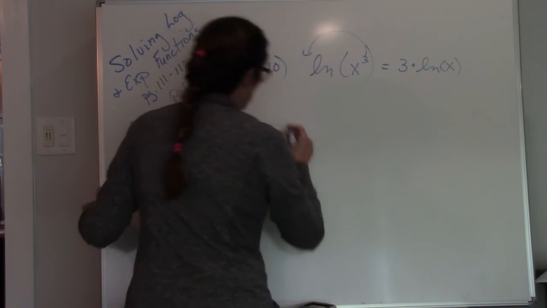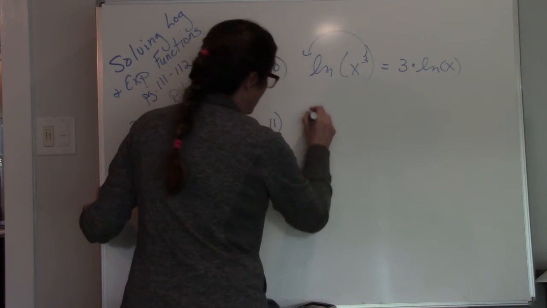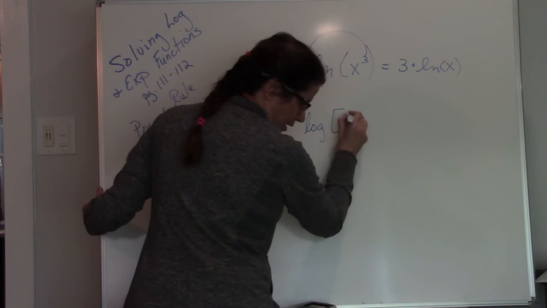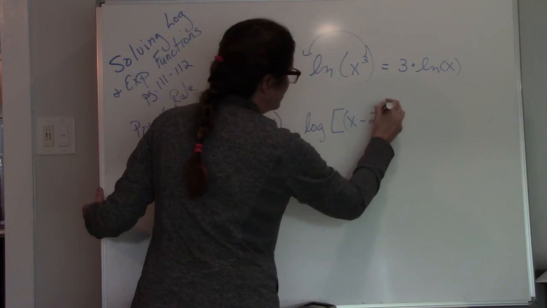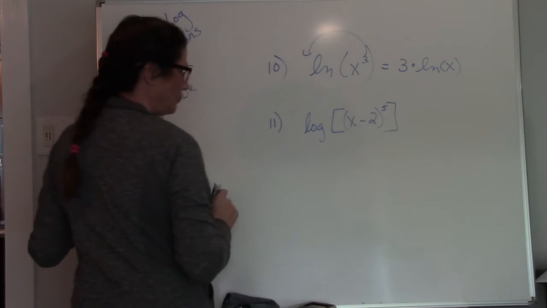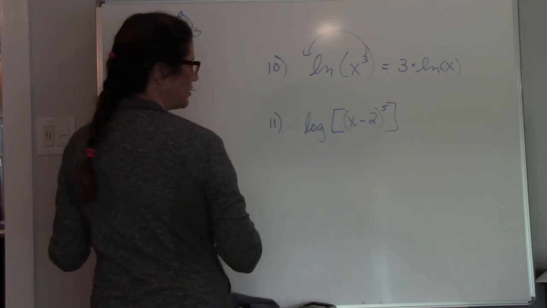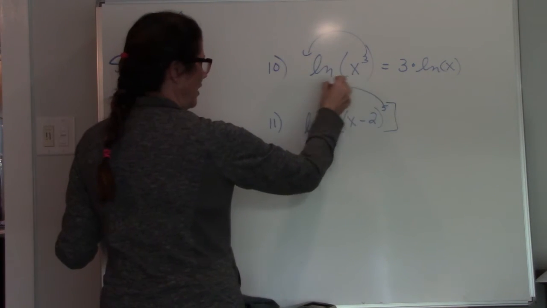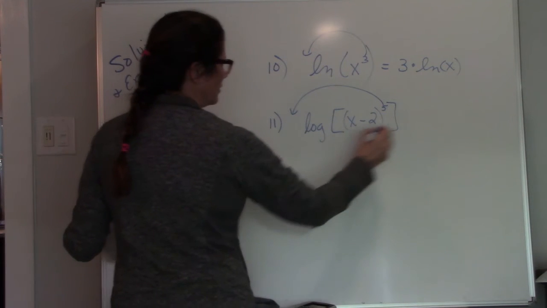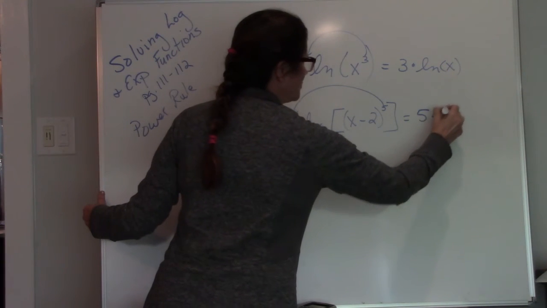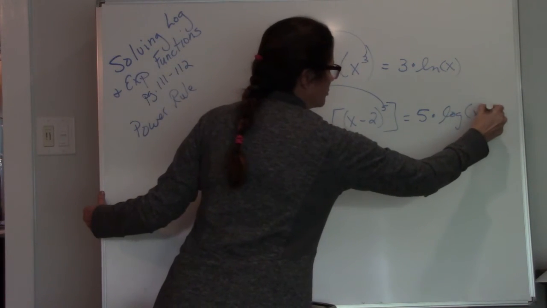Number 11 says log of x minus 2 to the fifth power. So again, a log is just an exponent. So I'm going to take this 5, I'm going to drop it to the front. So I get 5 times log of x minus 2.